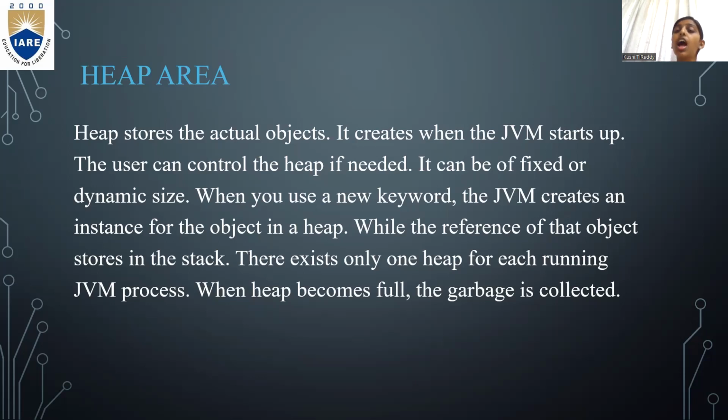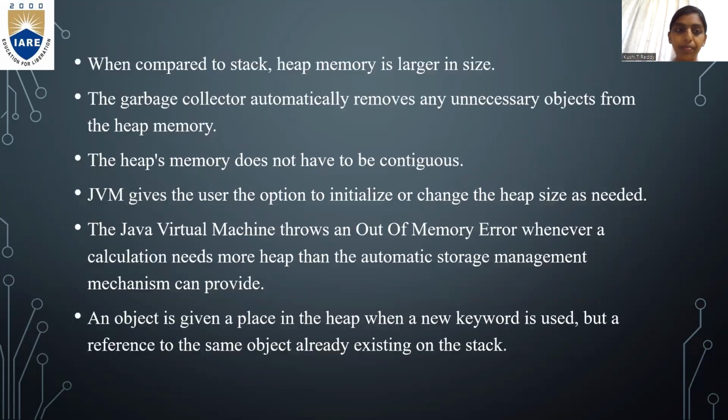So coming to heap, in the heap area we are going to allocate the memory for actual objects. Whenever the new keyword is given, memory is immediately allocated in the heap area only. Once the heap area is filled, garbage is collected and the memory is made free for allocation. Remember another point: there exists only one heap for each running JVM process.